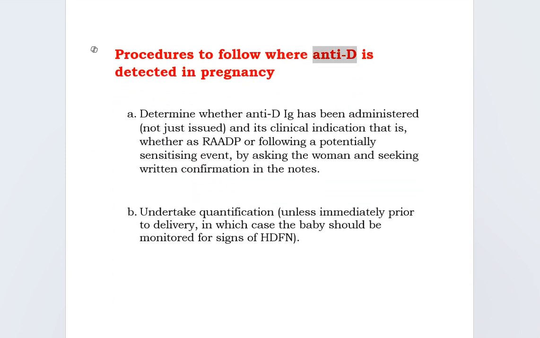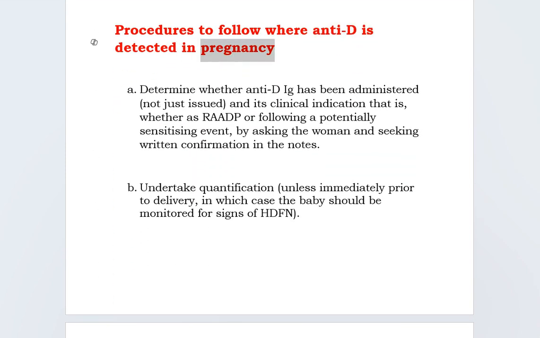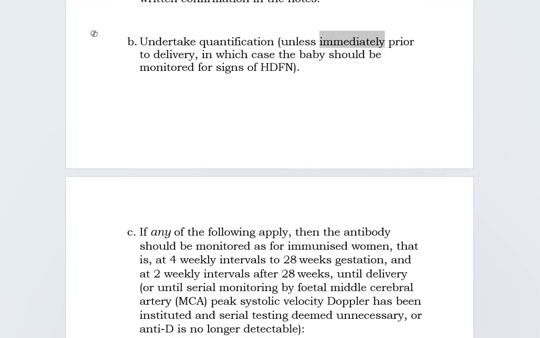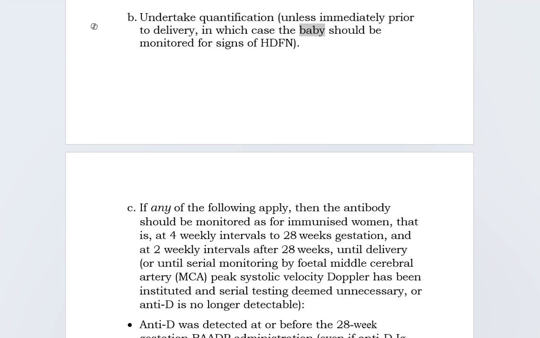Procedures to follow where anti-D is detected in pregnancy. Determine whether anti-D Ig has been administered, not just issued, and its clinical indication, that is, whether as RADP or following a potentially sensitizing event, by asking the woman and seeking written confirmation in the notes. Undertake quantification, unless immediately prior to delivery, in which case the baby should be monitored for signs of HDFN.